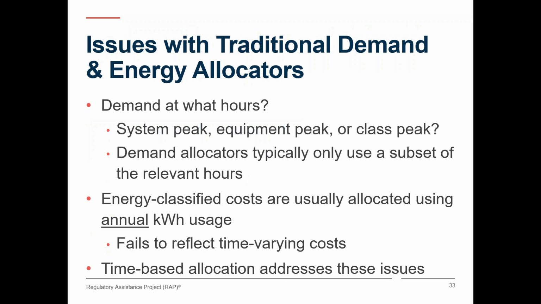Many problems with current embedded cost studies arise from the traditional classification of cost to buckets called demand and energy. Demand typically refers to peak loads. Most traditional demand allocators use loads in very few of the relevant hours and sometimes entirely the wrong hours. Traditional energy allocators usually weight energy usage in all hours of the year equally. Energy classified costs actually vary widely with time. So time-based cost allocation can address both of these problems and simplify the classification process.